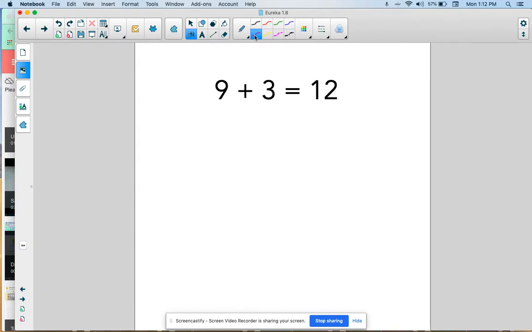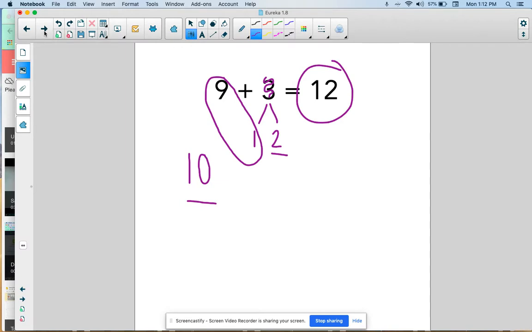I wanted to remind you of the strategy we used last week really quick. It was called the make a 10 strategy. For this strategy, we tried to make the greater number into a 10. So in this case, I said, oh, 9 is close. I only need one more. I can take one from my neighbor. So if I have 3 and I take 1, I'm left with 2. And the kids know that from part whole. If I put 9 and 1 together, I get 10. And then 10 and 2, putting together the parts I have left, give me 12. So that was the make a 10 strategy.